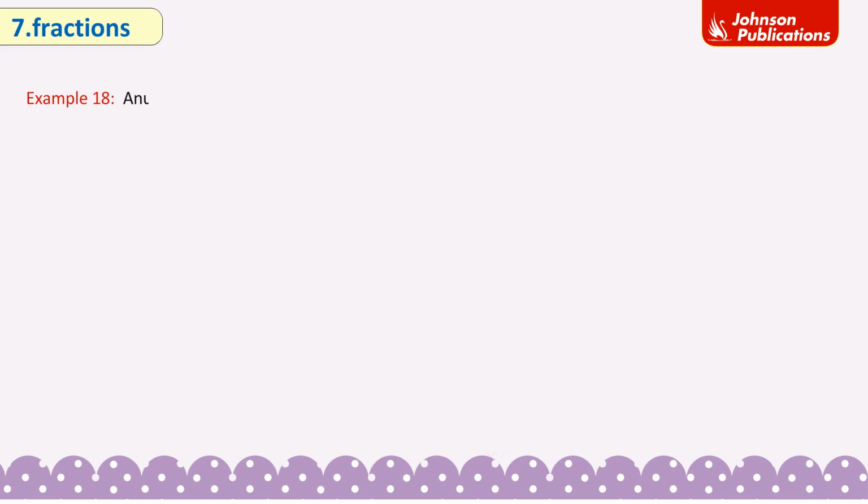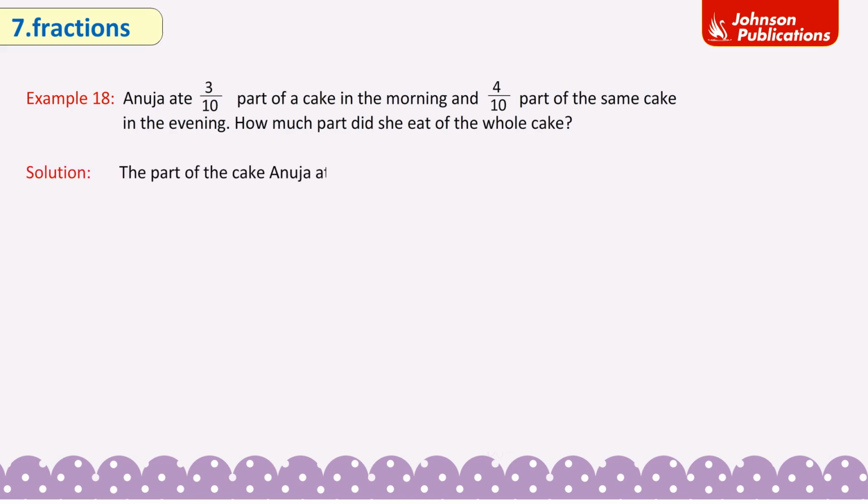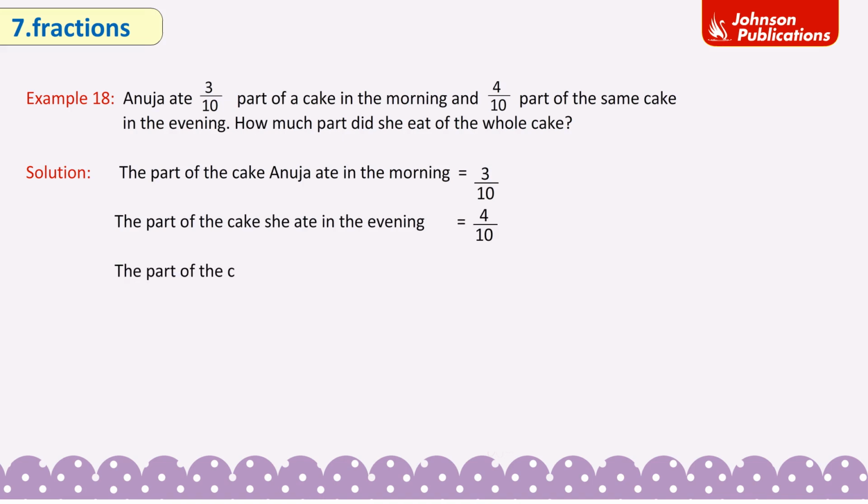Example 18. Anuja ate 3 by 10 part of a cake in the morning and 4 by 10th part of the same cake in the evening. How much part did she eat of the whole cake? Solution. The part of the cake Anuja ate in the morning is equal to 3 by 10. The part of the cake she ate altogether is equal to 3 by 10 plus 4 by 10 is equal to 7 by 10.